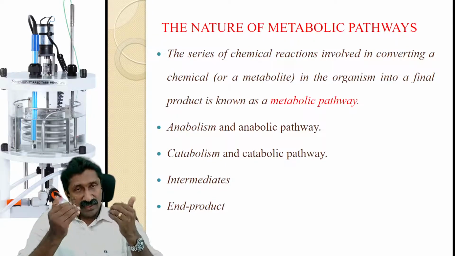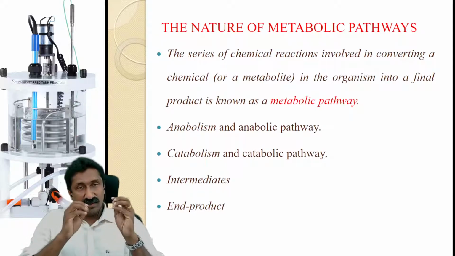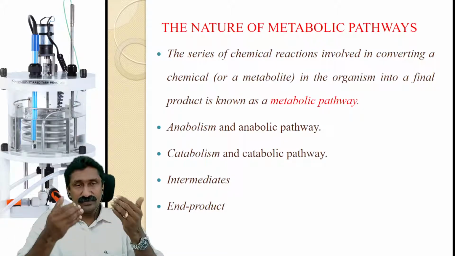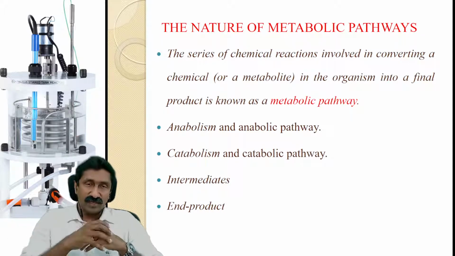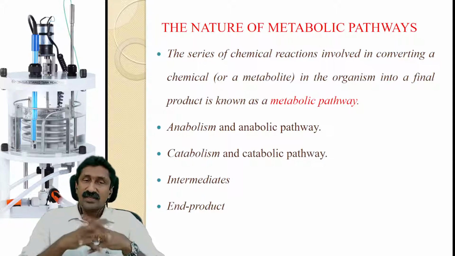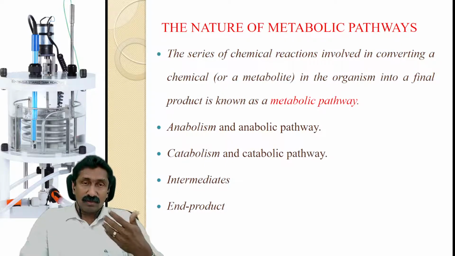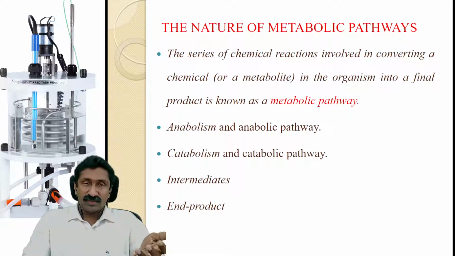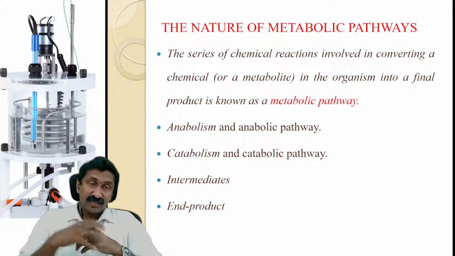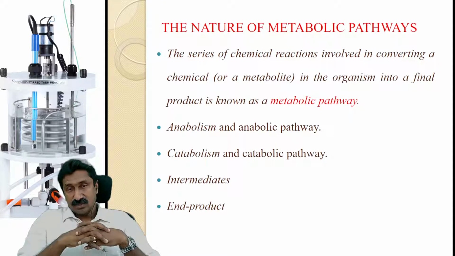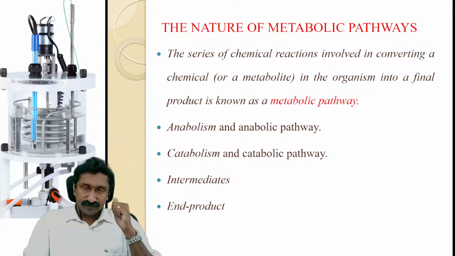So in every metabolic pathway, we have a metabolite or a chemical that is required to be converted into the final product or the end product, and there are various intermediates that are available. So the economic importance or the industrial importance may reside sometimes in the end product, or sometimes it may be the intermediate that you are looking for as the final product. Okay.